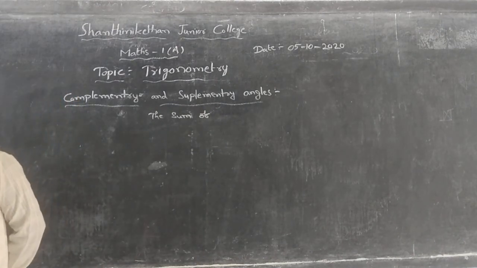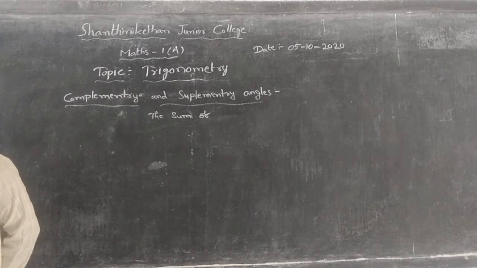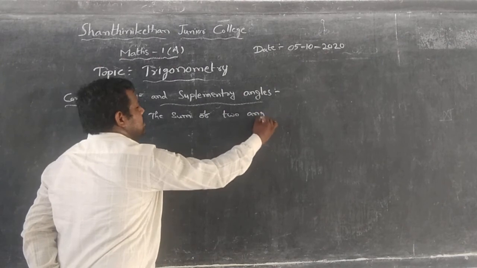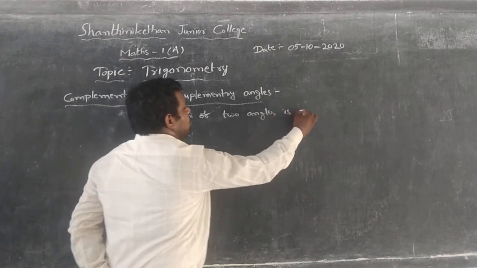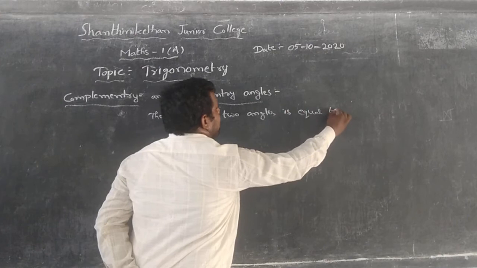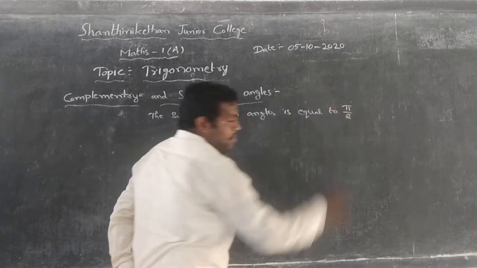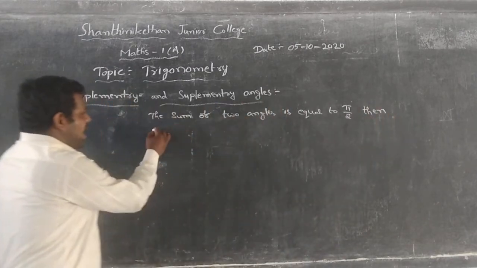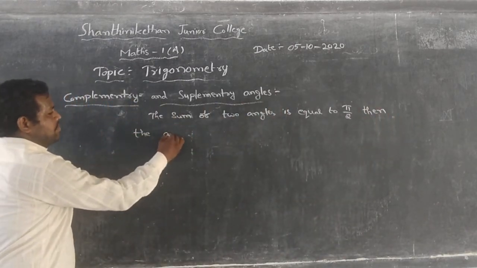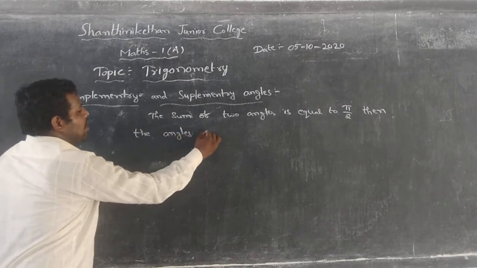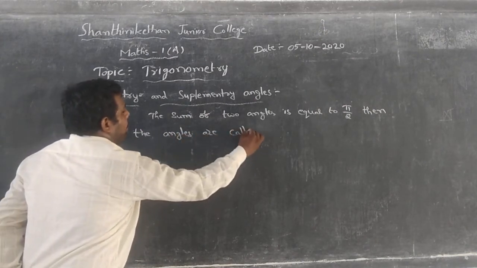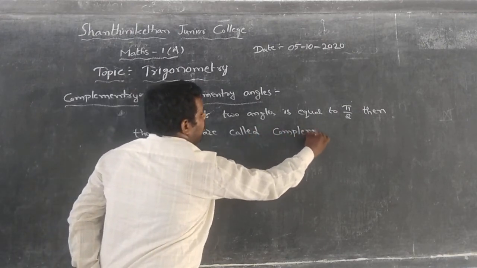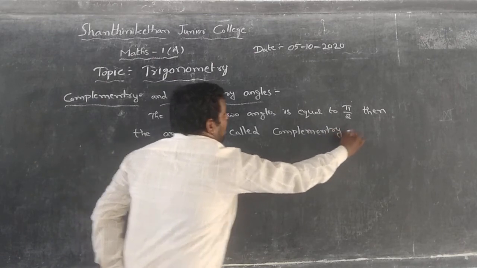two angles is equal to 90, meaning pi by 2. Then the angles are called complementary angles.